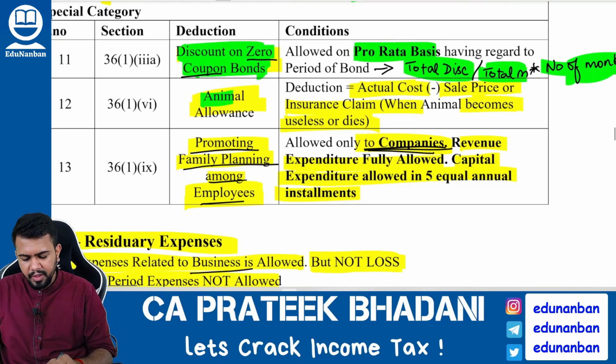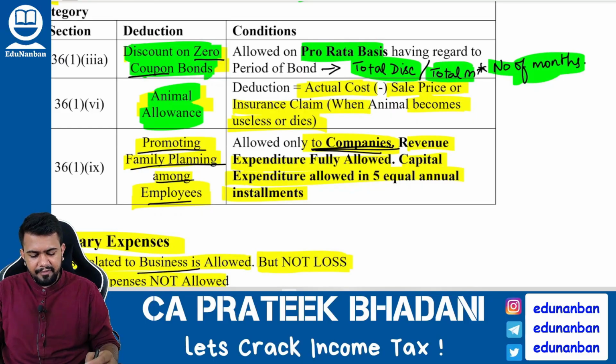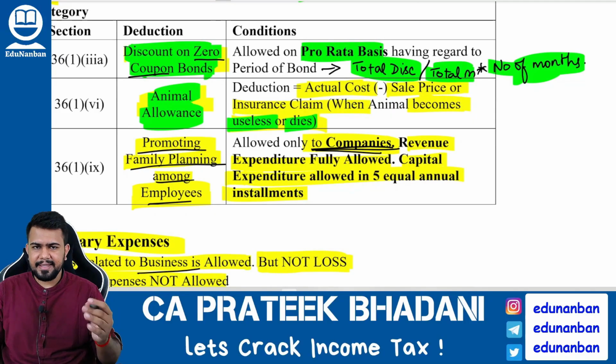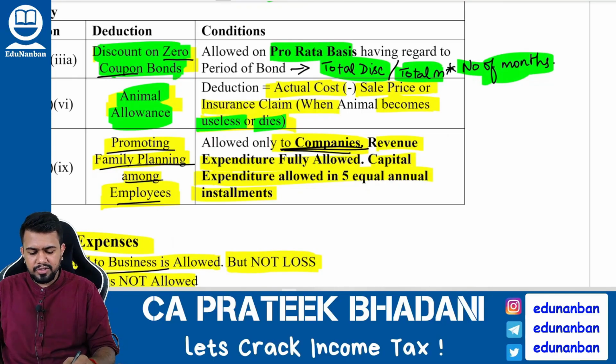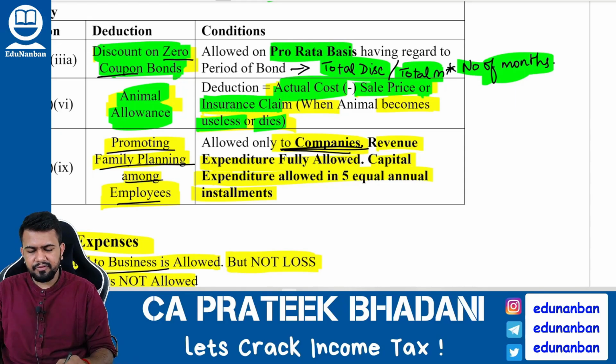year. Now what is animal allowance? Animal allowance means if an animal becomes useless or if the animal dies, in such case the actual cost incurred to buy that animal minus the selling price of the animal or the insurance claim received for the animal will be allowed as deduction.